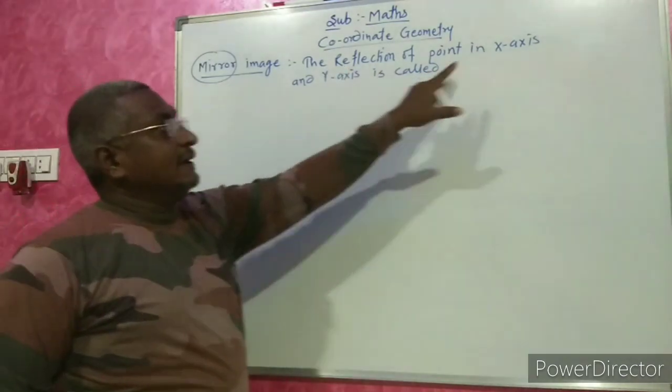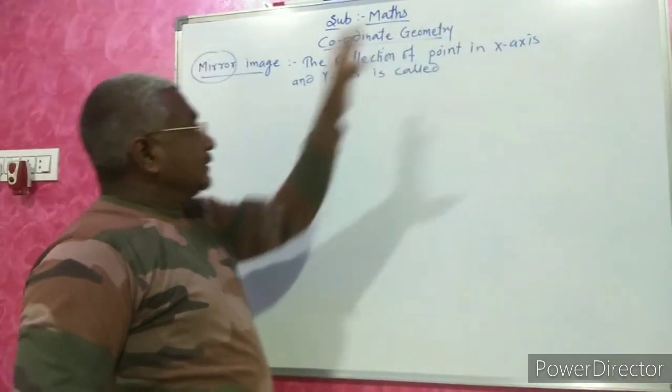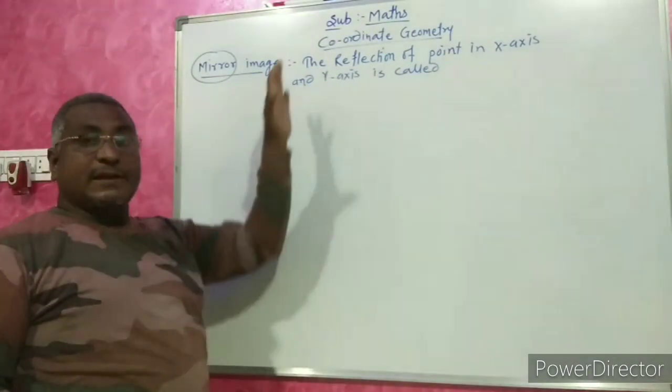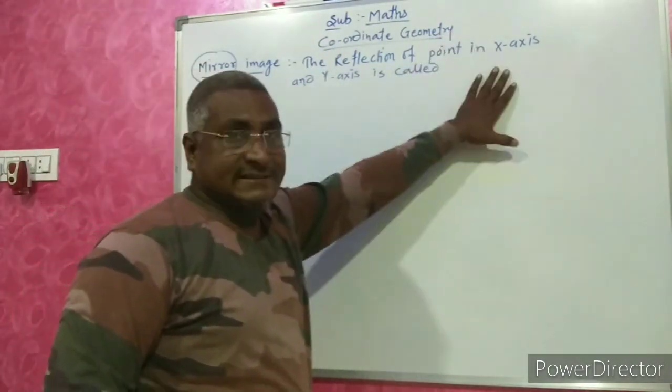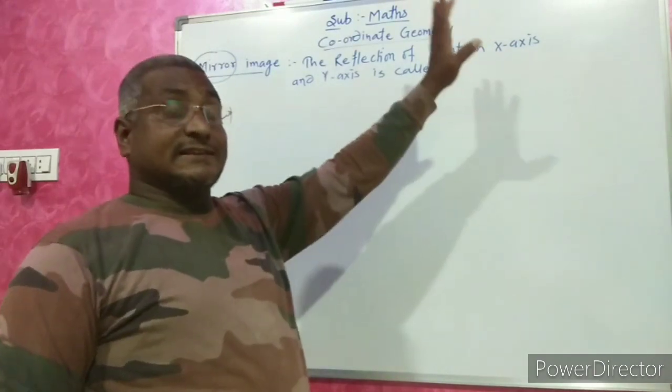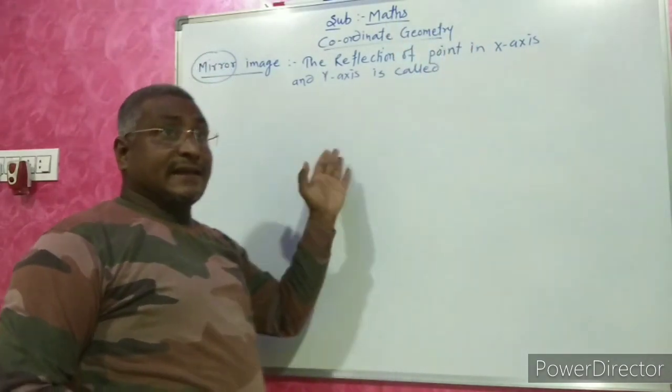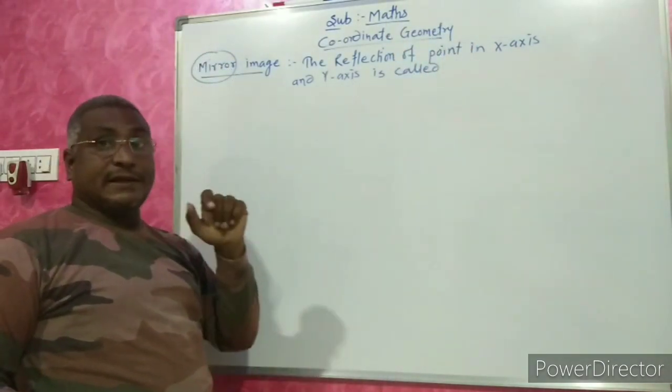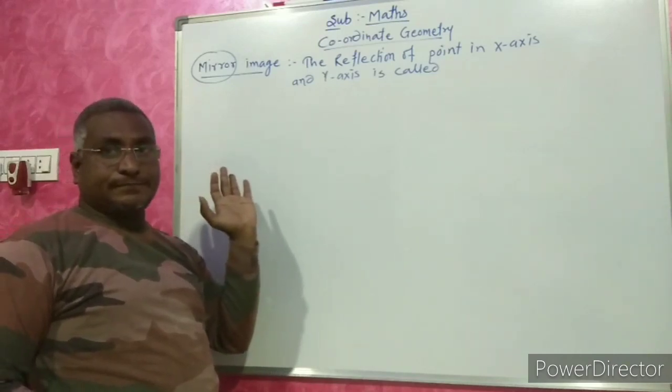Understood, students? Here, whatever axes are there, x-axis and y-axis, these axes work like a mirror. So mirror image of a point in the x-axis means the x-axis is a mirror, and in that, how you will get the image, that we have to find.